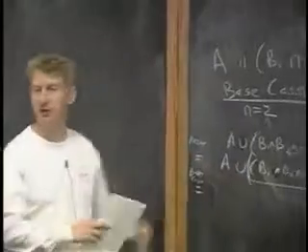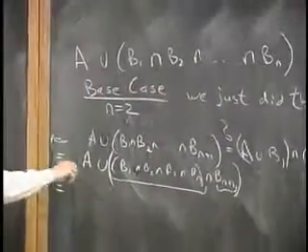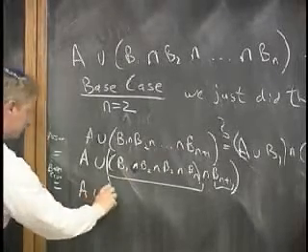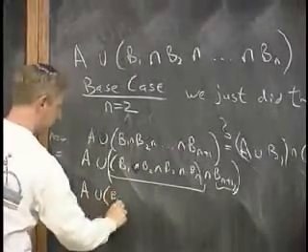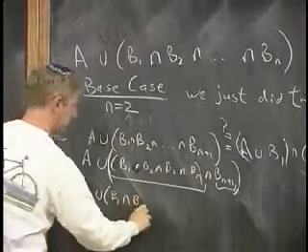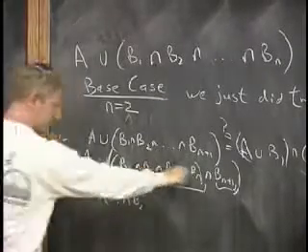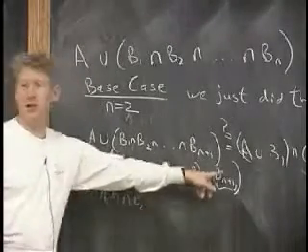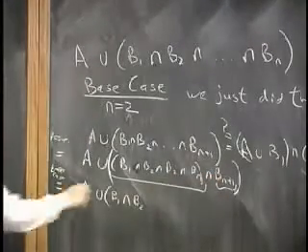What does this equal based on the base case? Hey, Donna, can you do that? What do I get if I distribute this out? A union B1 intersection A union... Keep going. Oh, you're just distributing it to that one piece. I only got 2 pieces here. That's the only thing I'm allowed to do. Oh, all right.